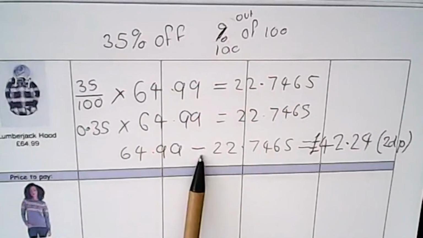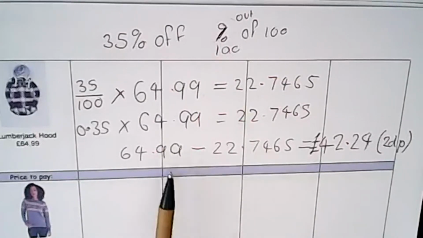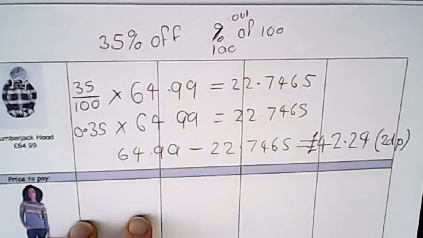So interest is added on. So instead of you taking away, you add it on. But the maths process is exactly the same. And sometimes you have to read carefully in the question. Are you taking that percentage off, or are you adding it, depending on what you're working out? Is it interest, which is added on, or discount, taking away?